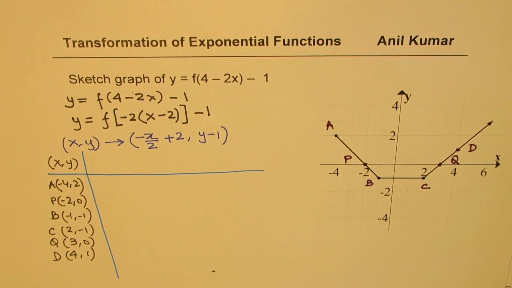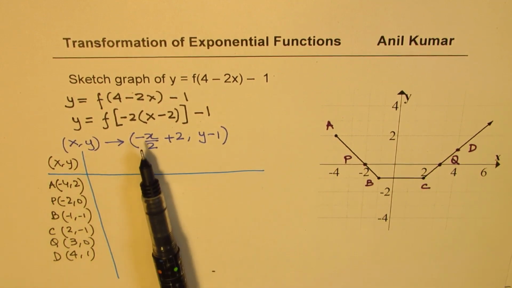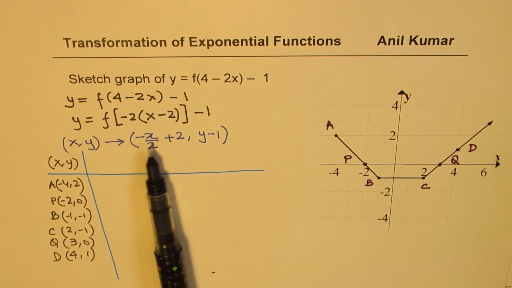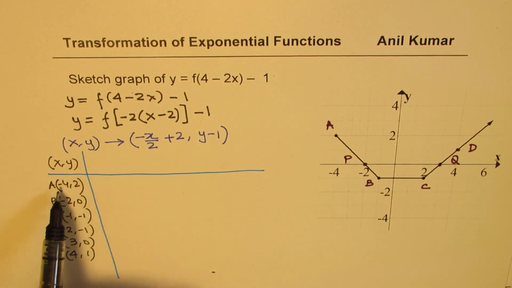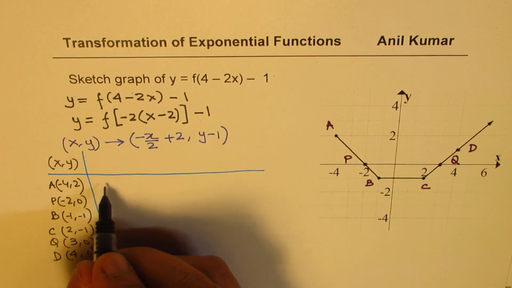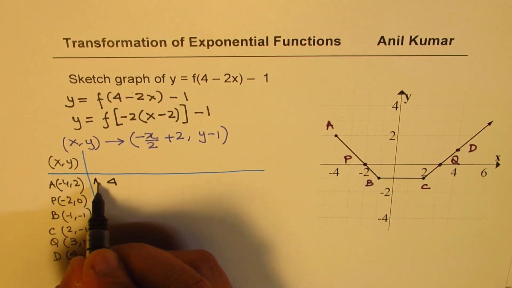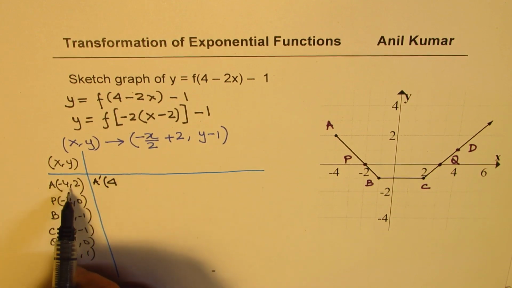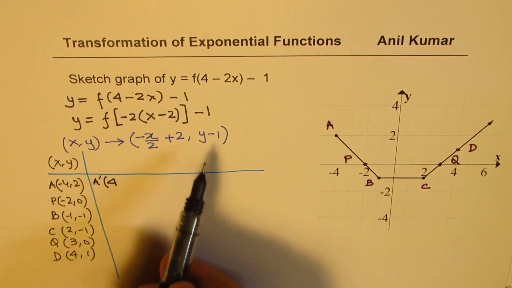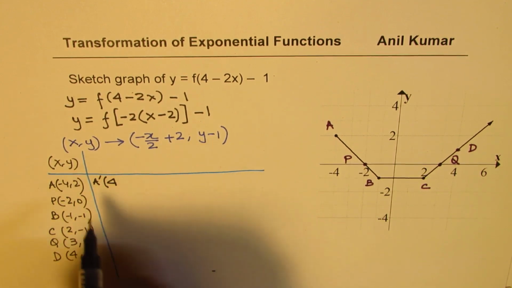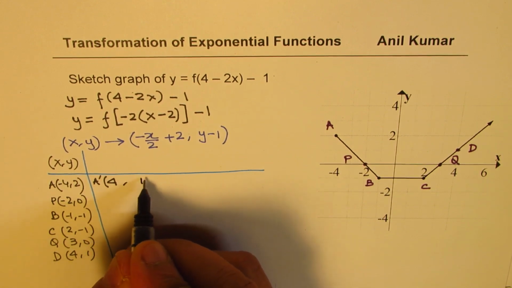Now we are going to apply the transformation mentioned here. That is to say, we'll do negative half of the x value and then add 2, right? So negative half of -4 will be +2, and when you add 2 to it, you get 4. So this is A dash as the x value. The y value we have to decrease by 1. So we get (4, 1).